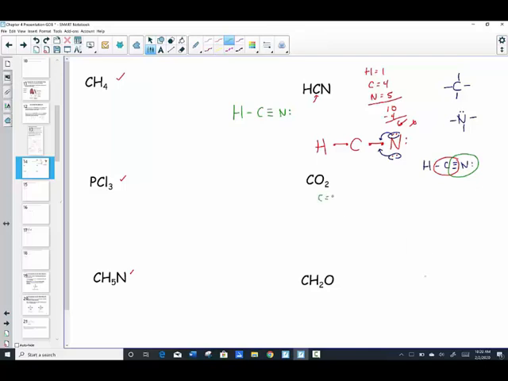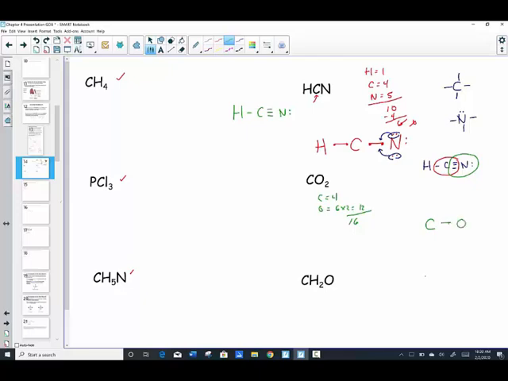Carbon lives in group 4A. We have 4 valence electrons. Oxygen lives in group 6A, and there's 2 of them, so we get a total of 12 dots. Then 16 is the sum, 16 dots, no more, no less. The least electronegative element is carbon. It will go in the center. The furthest from fluorine is carbon.